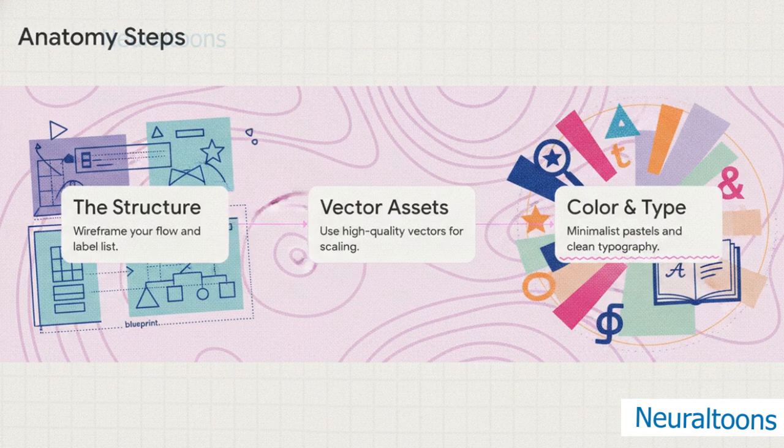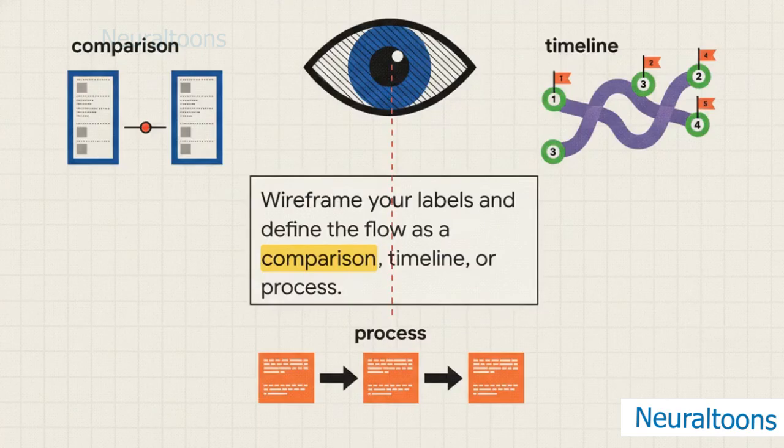Let's look at how this all logically builds together. Step 1 is where it all begins. Before you drop a single icon onto your canvas, you absolutely must wireframe your infographic. You need to organize your labels and clearly define the flow.